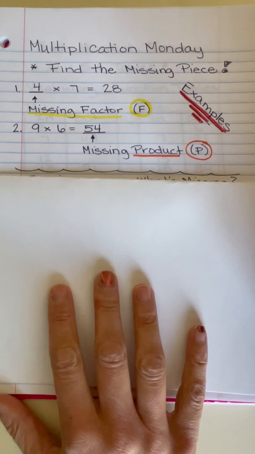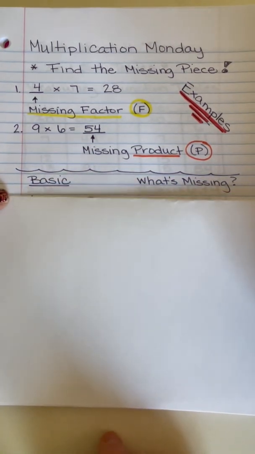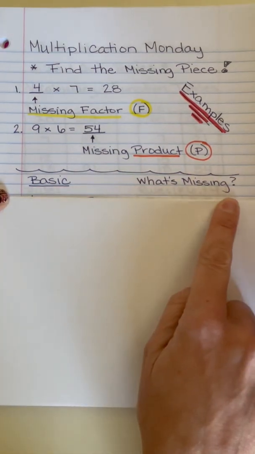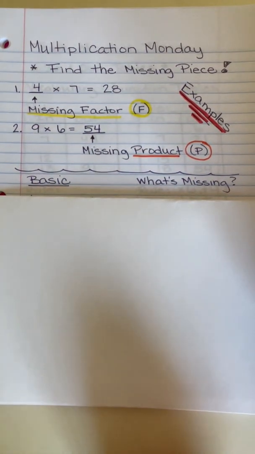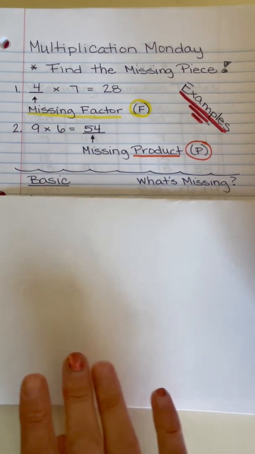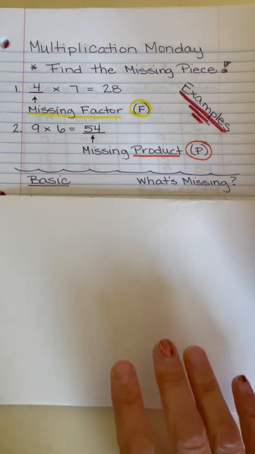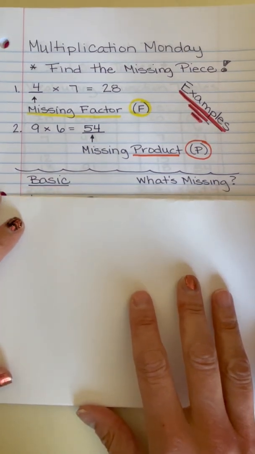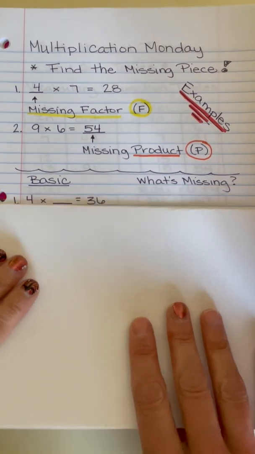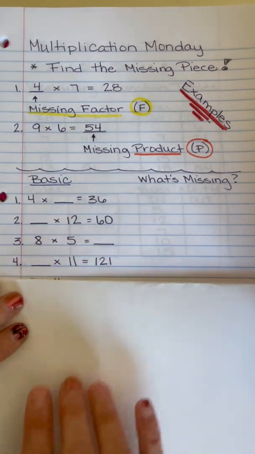All right, so now we are gonna look at some basic what's missing. And yes, I did pre-write my notes because I make way too many mistakes. So I thought, well, maybe if I pre-write them, I won't make any mistakes. So if you catch a mistake that Miss Boatwright makes, tell your teacher and get some bonus points. All right, so we're gonna go ahead and write these 4 down.